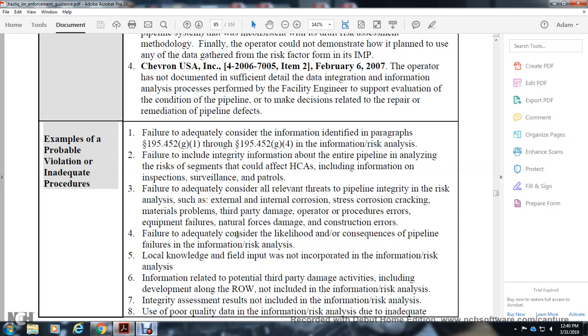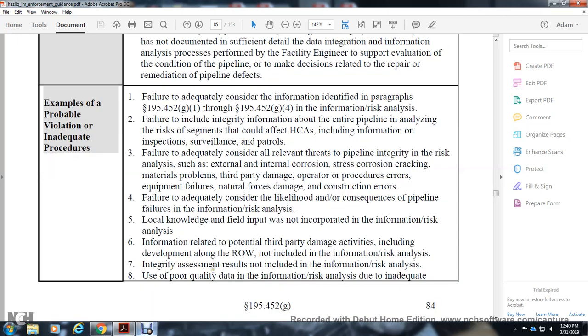4. Failure to adequately consider the likelihood and consequence of pipeline failure in the information risk analysis, including local analysis and field input, particularly the information on potential third-party damage activities, including the development of the right of way (ROW), not included in the information risk analysis. 7. Integrity assessment results not included in the information risk analysis.